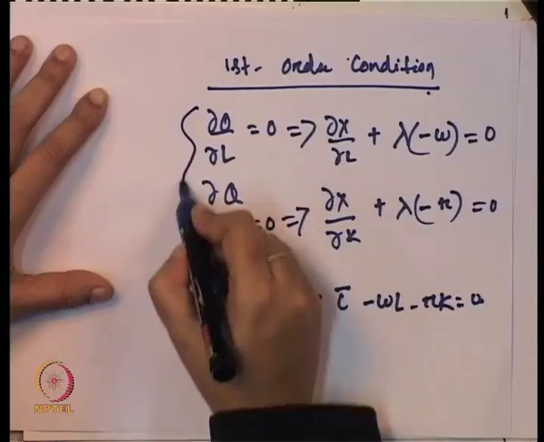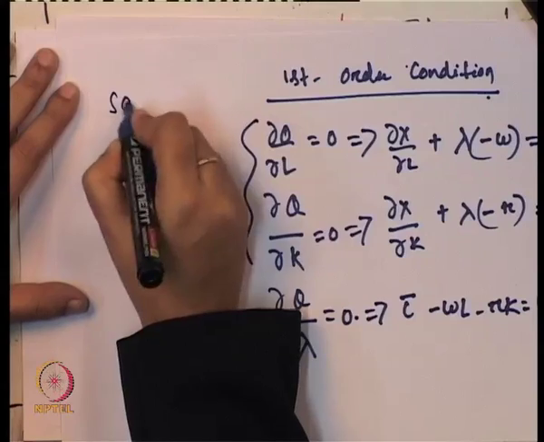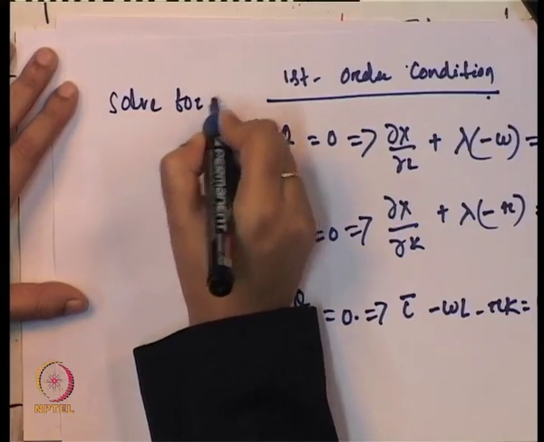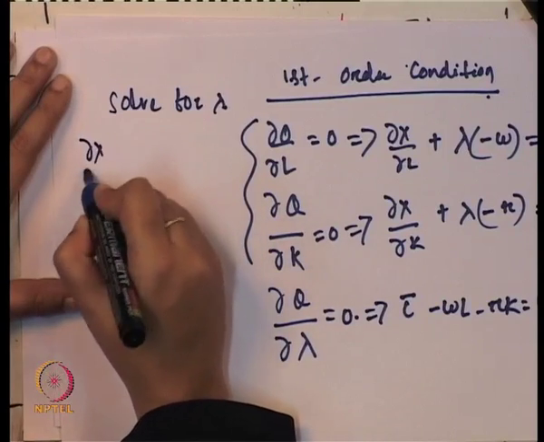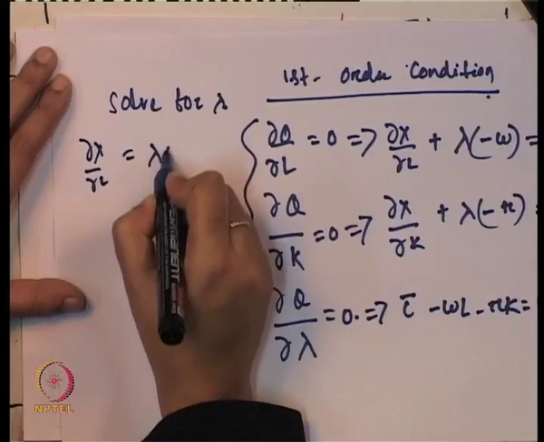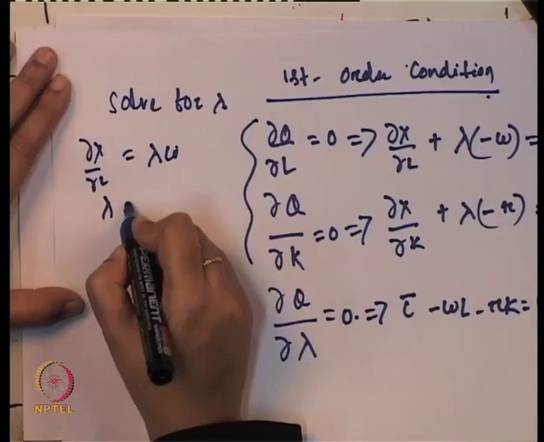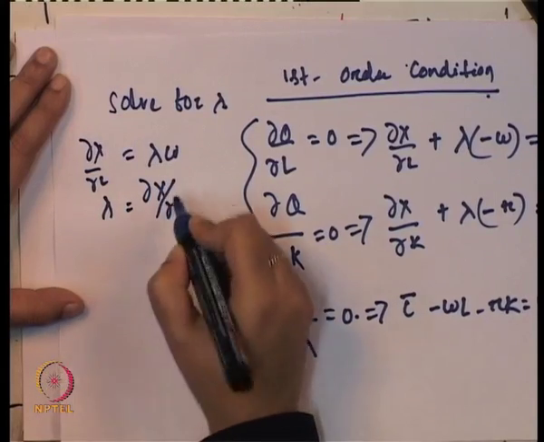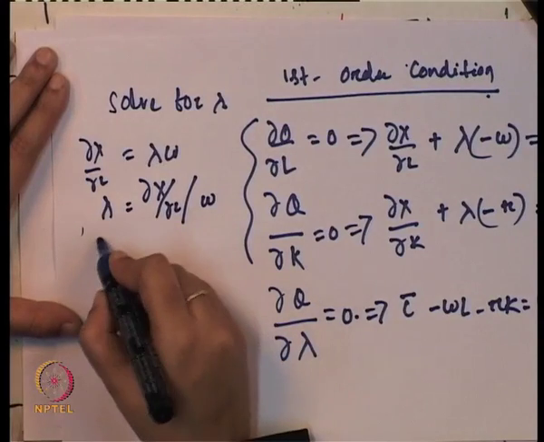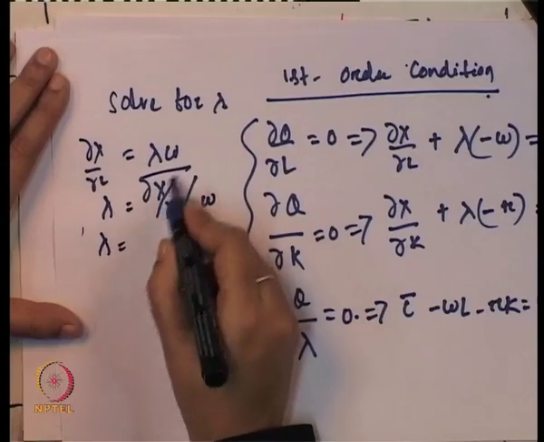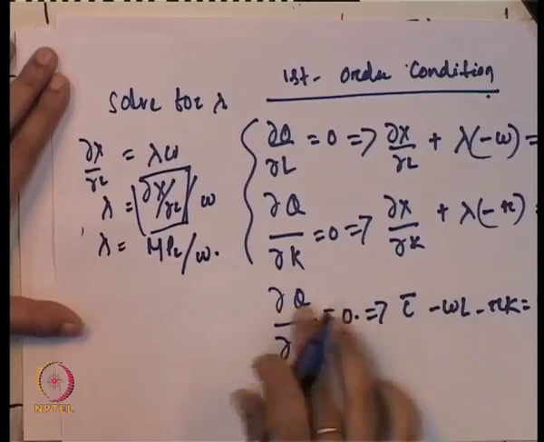So, from the first two equations, if you solve for lambda, then del x by del L is equal to lambda W, or del x by del L divided by W is lambda, and this leads to lambda equal to the marginal product of labor divided by W.